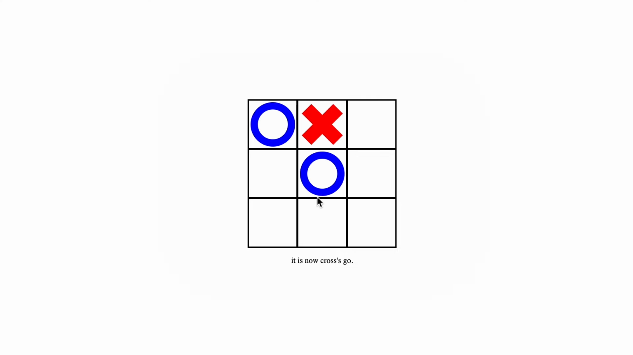We're going to be building a game in which the player can go across, up or down, or diagonally in order to win. And of course, the first player to get 3 in a row wins.